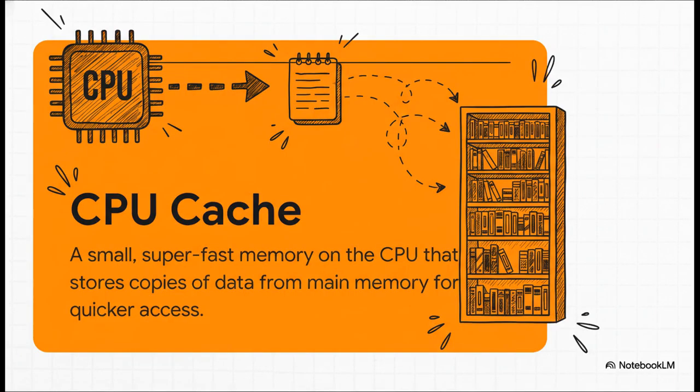Okay, so to speed things up, the CPU doesn't run all the way to the main memory library every single time it needs something. No way. It has this tiny, incredibly fast notepad right on its desk. We call this the CPU cache. And getting something from this cache is magnitudes faster than going all the way out to the RAM library.